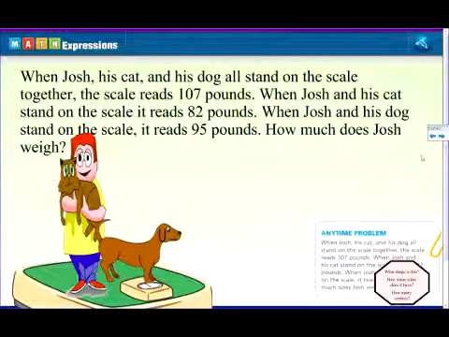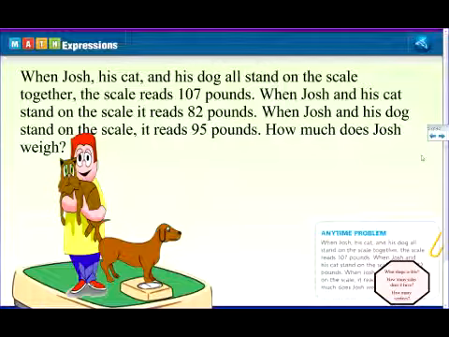story problem. When Josh, his cat, and his dog all stand on the scale together, the scale reads 107 pounds. When Josh and his cat stand on the scale, it reads 82 pounds. When Josh and his dog stand on the scale, it reads 95 pounds. How much does Josh weigh?